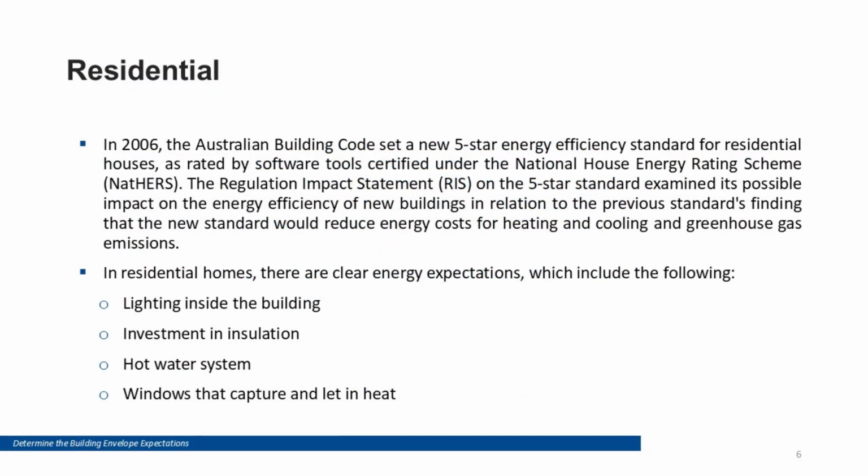Residential. For homes, the focus is comfort and reducing heating and cooling demand. Typical expectations include effective insulation, good airtightness, appropriate glazing and shading, and limiting thermal bridges. Rating tools such as NatHERS and NCC requirements guide the minimum and target performance levels.